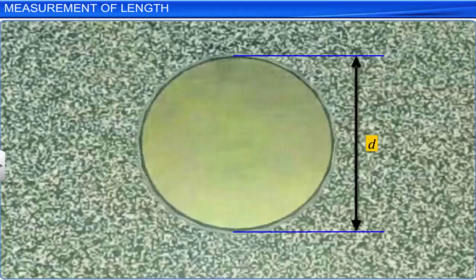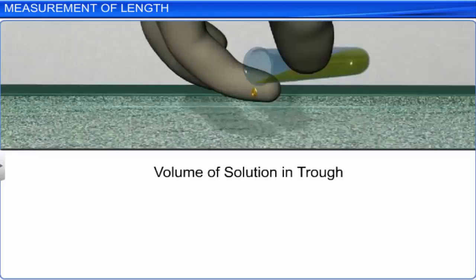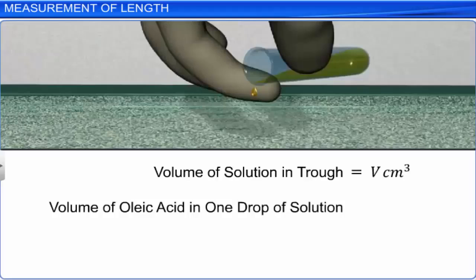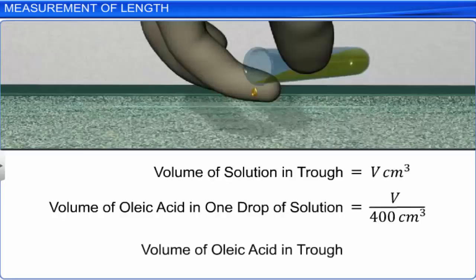Let the approximate volume of a drop of solution dropped on the surface of water in the trough be V centimeter cube. As the concentration of oleic acid is 1/400 in the solution, the volume of oleic acid in each drop of the solution is V/400 centimeter cube. Since only 1 drop of solution is put in the water, the volume of oleic acid in the thin film is equal to the volume of the drop, that is, V/400 centimeter cube.